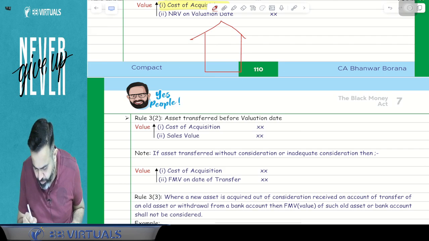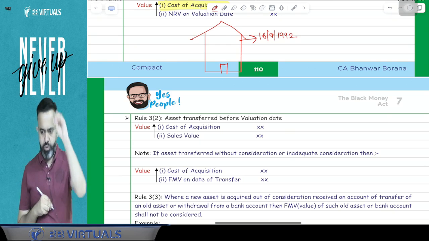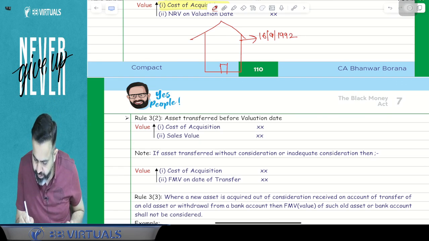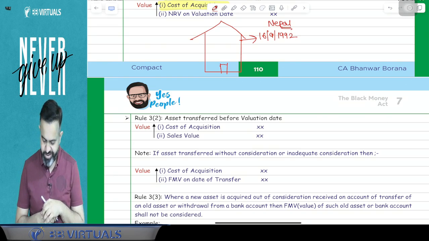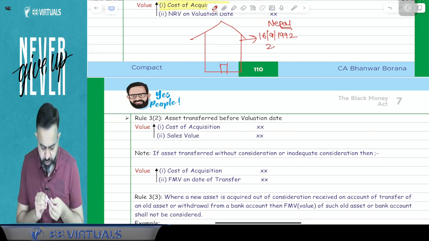And this house I have purchased on 16 September 1992. Suppose on 16 September 1992, I have purchased this house in Nepal. So Nepal is also foreign. And I have purchased for 2 lakh rupees. So 2 lakh was the cost.